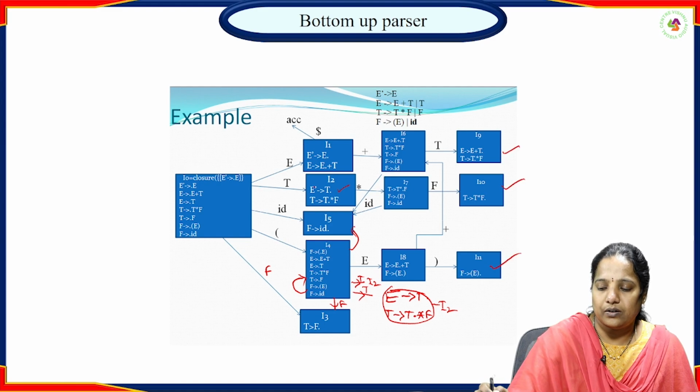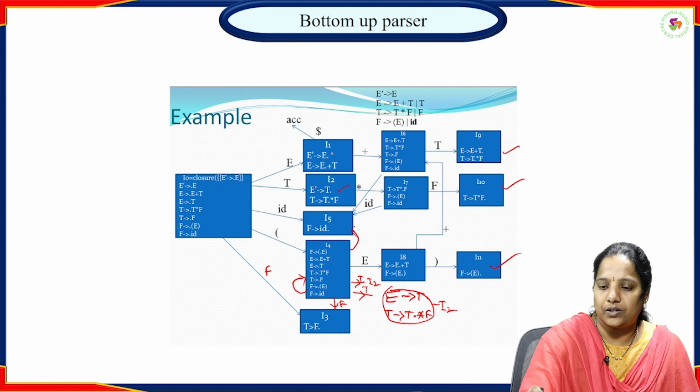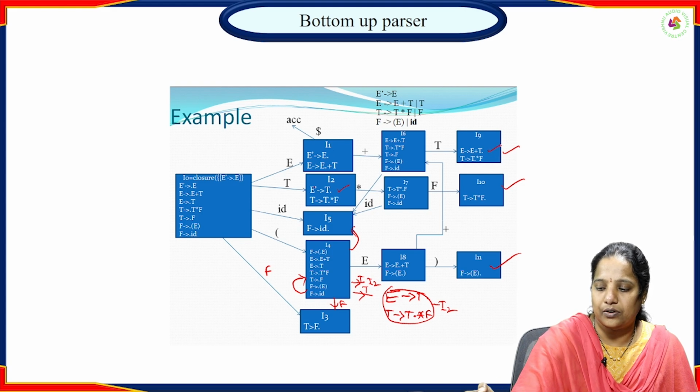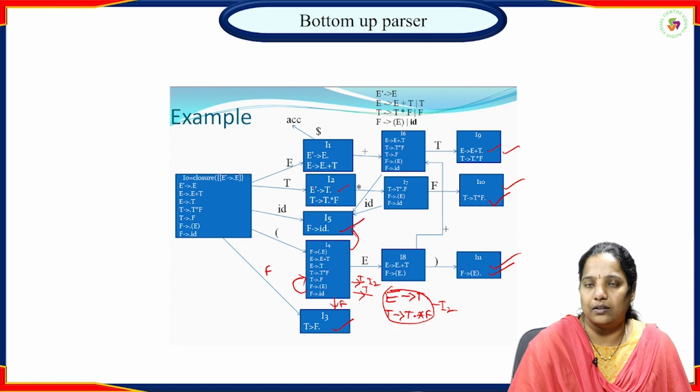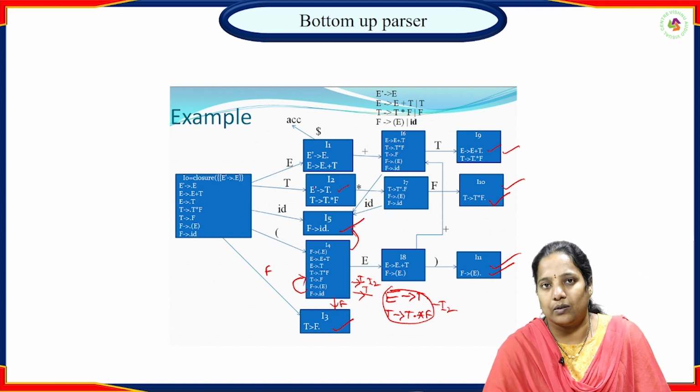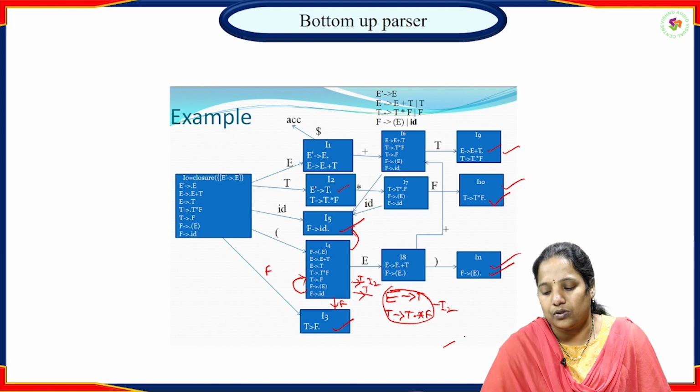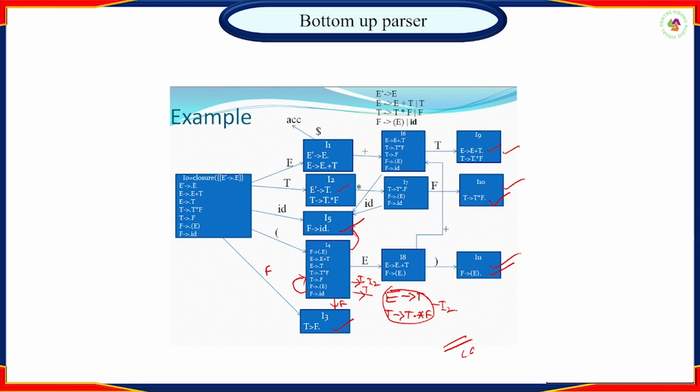When we observe the productions, the first production is in reduced format, the second is in reduced format, the third is in reduced format, and the fourth, T tends to T star F, is also in reduced format. T tends to F dot is in reduced format. F tends to E is also reduced, and F tends to ID is also reduced. After constructing all this, no more new items will be constructed. Then we need to stop constructing the canonical collection of items.